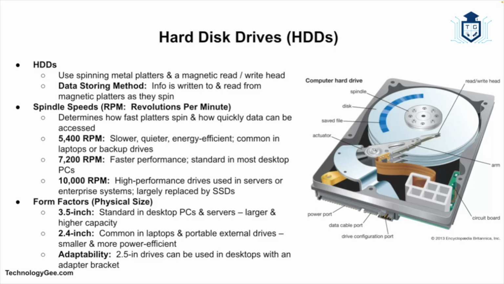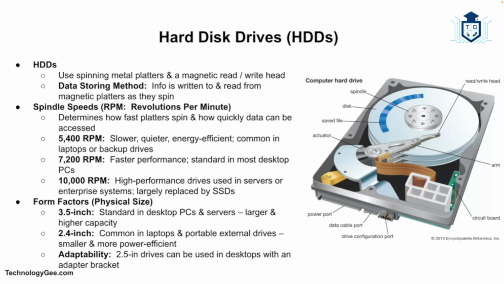And when it comes to the spindle speed, you've got 5,400 RPMs, and that is slower, quieter, energy efficient, and you'll find this in laptops or backup drives. And you've got 7,200 RPMs, and that is very fast, and you'll find that used in common desktop PCs. And then you've got 10,000 RPMs, and this is used in performance or enterprise systems, but this is not very common now due to SSDs.